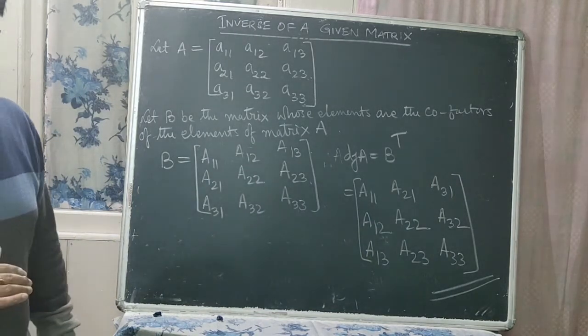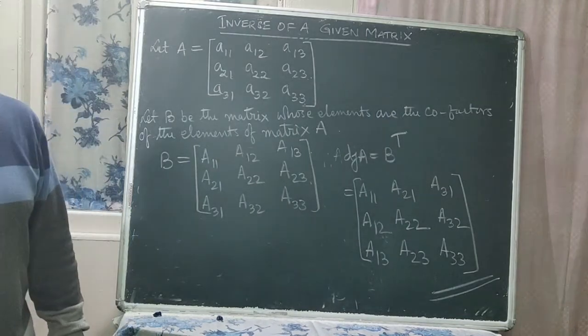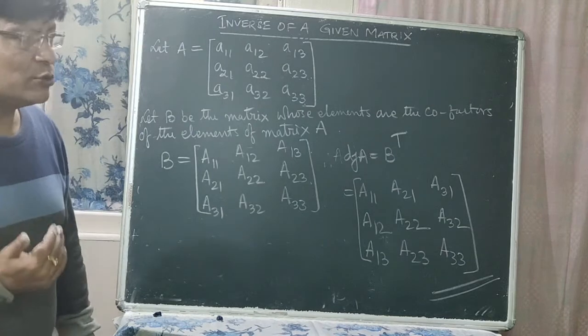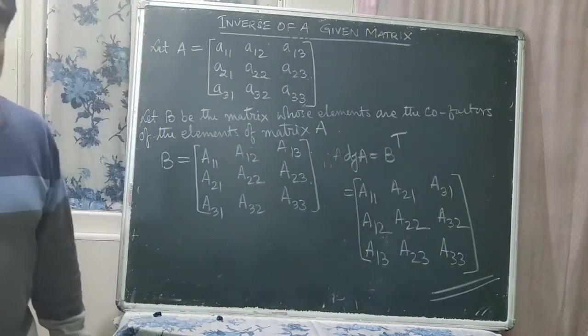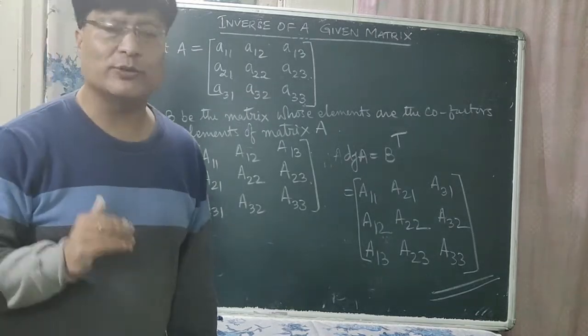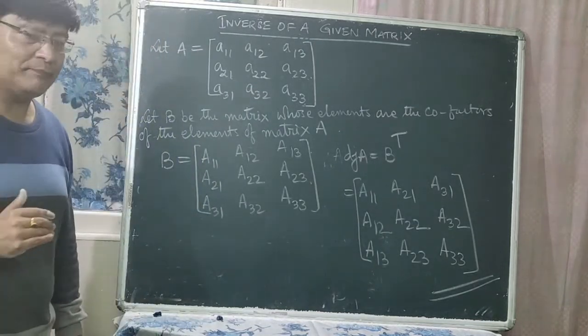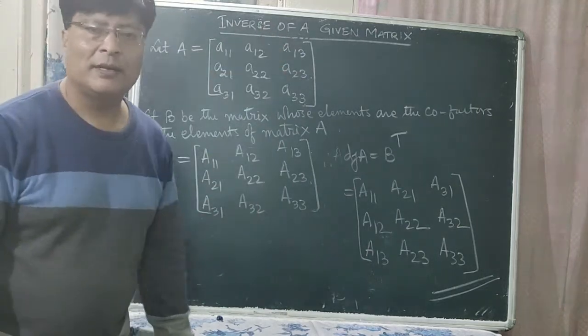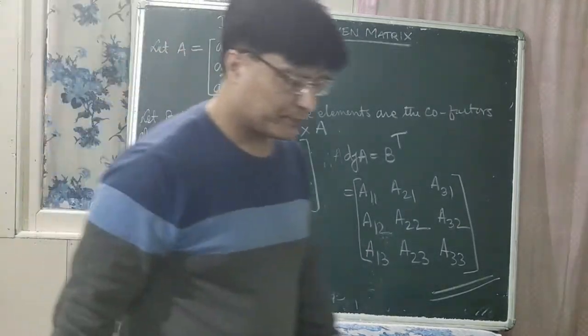So we have learnt how to get the minor of an element of a given matrix, and in the second case we learnt how to get the cofactor of an element of a given matrix, and in the third case we learned how to get the adjoint or adjugate of a given matrix. Okay, now let us find out the inverse of a given matrix.